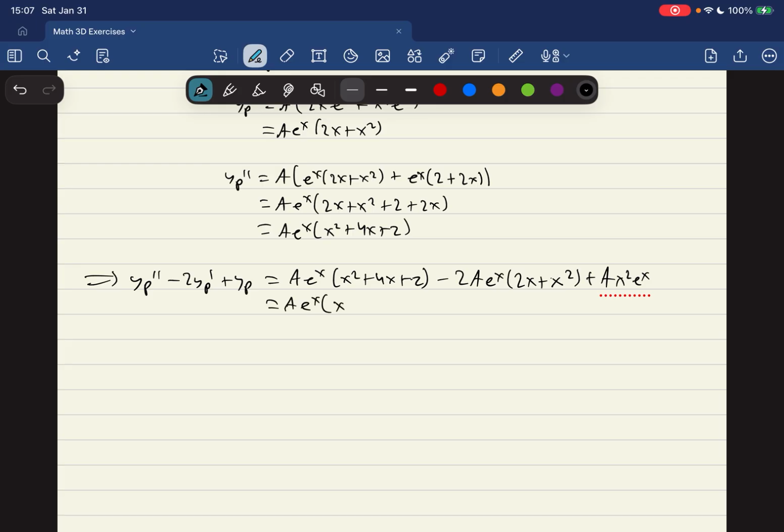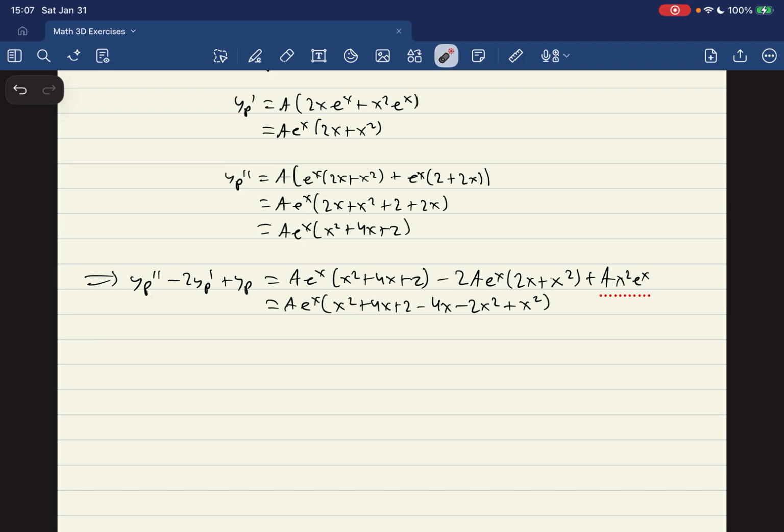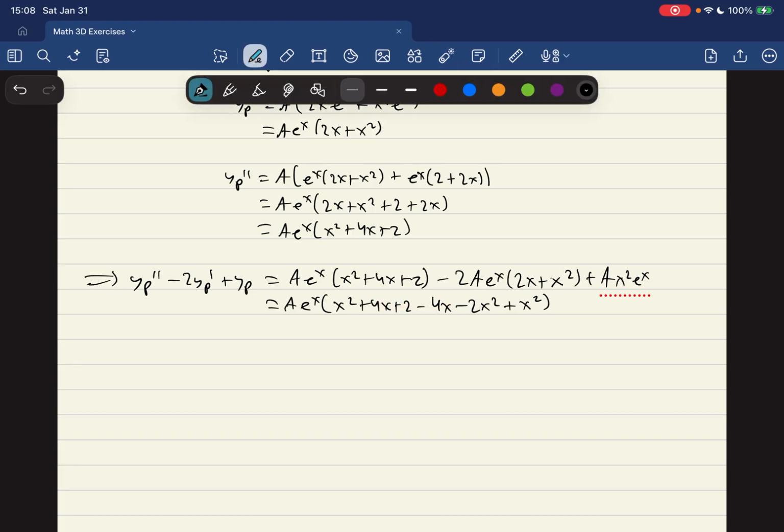And this works out to be x squared plus 4x plus 2 minus, distributing the 2, minus 4x minus 2x squared, and then plus x squared. And so now we just need to be careful here. So x squared and x squared add up to give us 2x squared, which cancels out with this. Nice. 4x cancels out with minus 4x. Good. And all we're left with is 2. So now we have 2a e to the x.